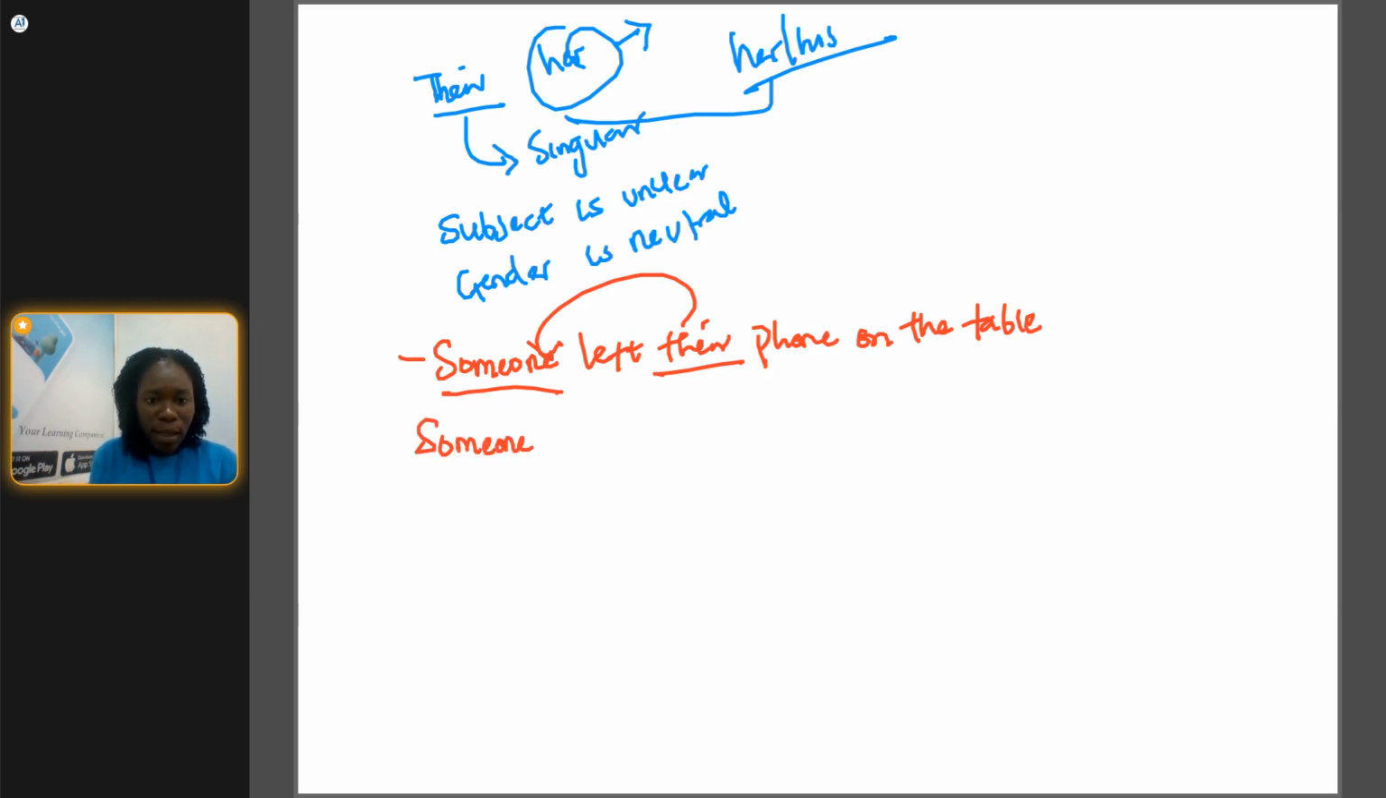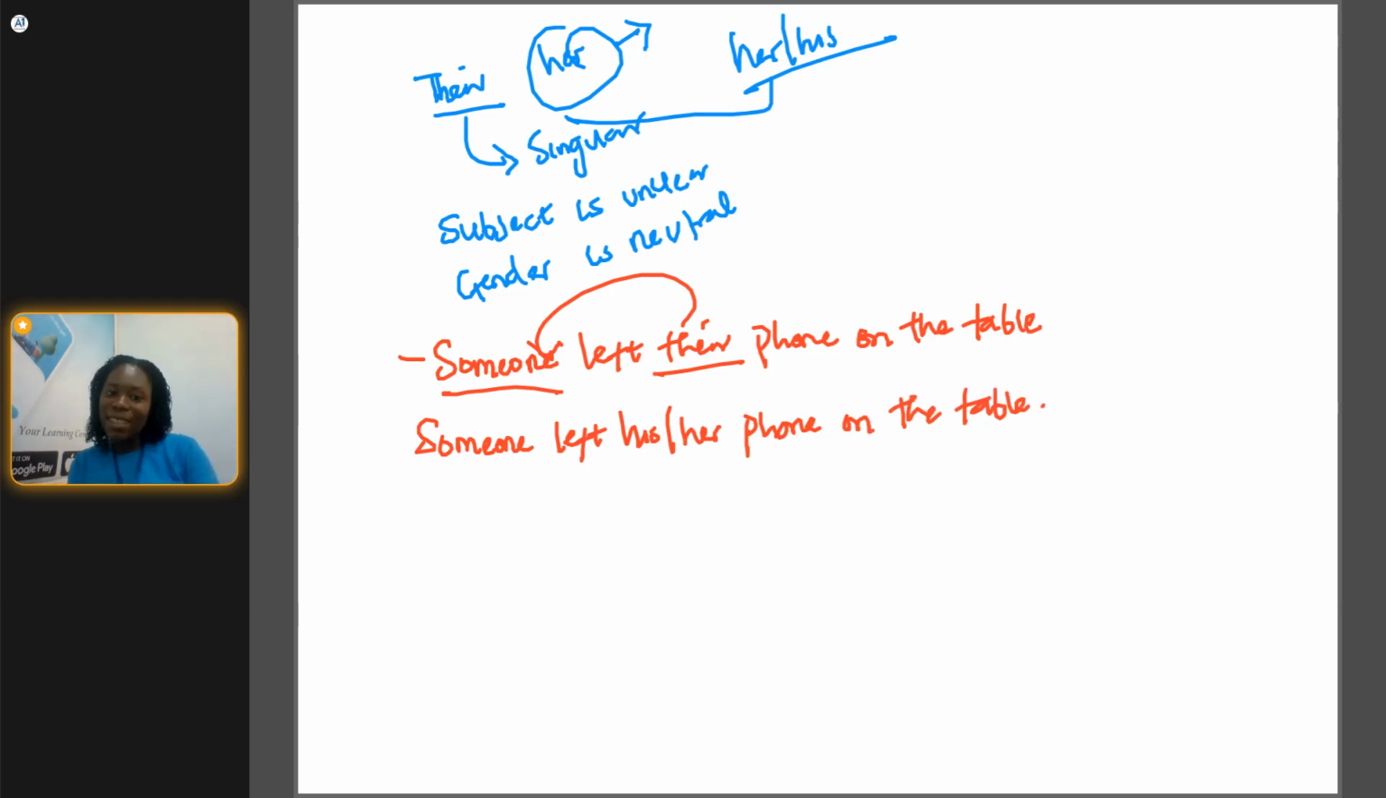Someone left his or her phone on the table. All right, this sentence, sentence two, is not grammatically wrong. There is nothing wrong with this sentence. You can use this sentence.